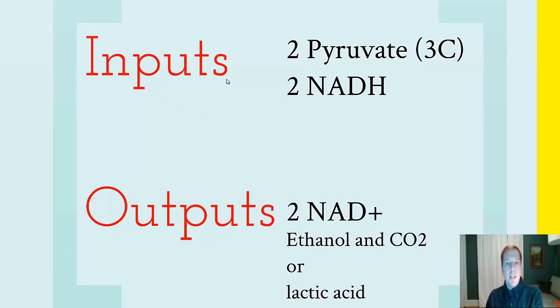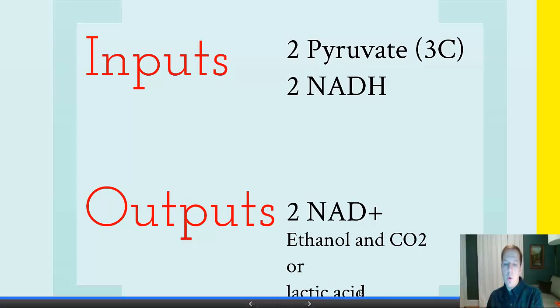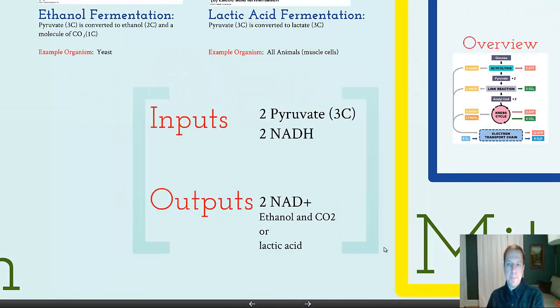Just to summarize, again, if we enter into the process of fermentation with pyruvate and NADH, that NADH needs to be oxidized back into NAD+, so that glycolysis can continue. And in the process, the pyruvate is going to be reduced into either ethanol and CO2, like we saw in yeast, or lactic acid in humans.